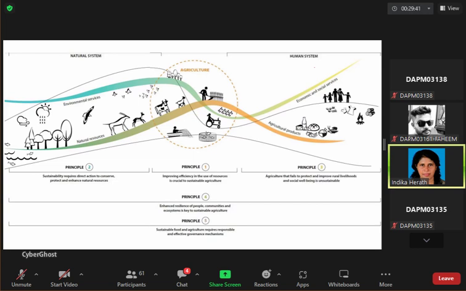But when it comes to agriculture, if you see the difference between an agricultural environment and a natural environment, you will see that in agriculture we manipulate our environment, we change our environment, right?